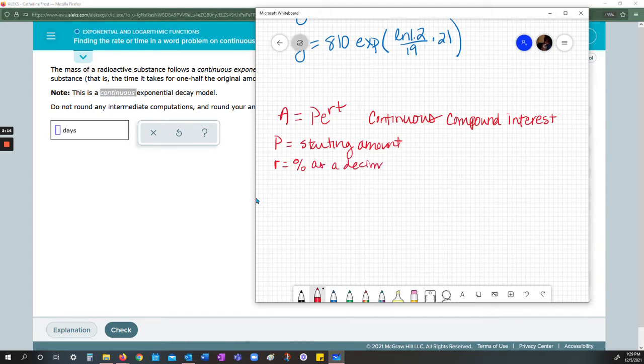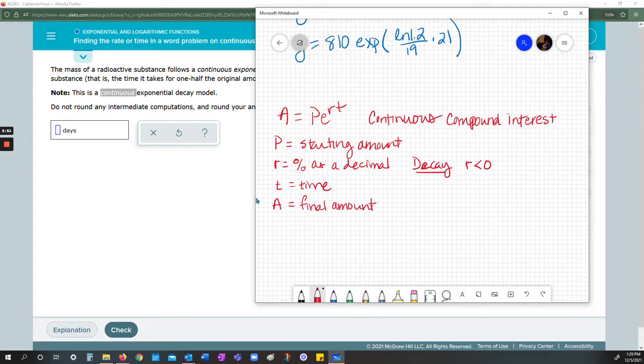And you do have to be careful when you have decay. For decay, the rate is always going to be negative. They're not going to give you the rate as a negative percentage. You just have to remember that if it's decay, you have to make it negative when you put it into your formula. Then t is your time, and that can be different depending on the situation. It can be days, years, hours, minutes. And then A is the final amount, or the amount after time t.